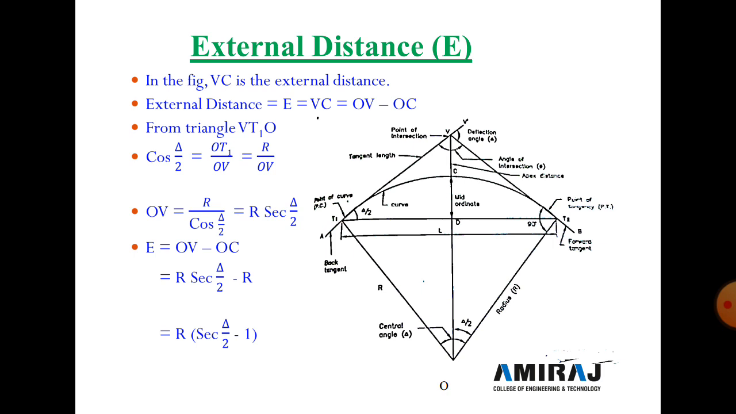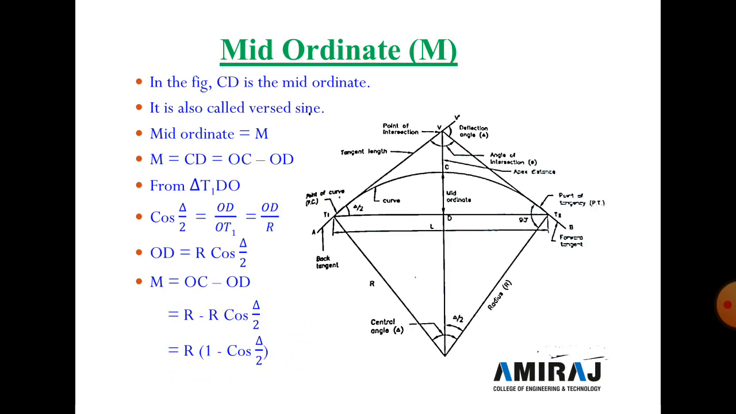Now E, the external distance VC, is equal to OV minus OC. OV we find out is R sec delta by 2, and OC is the value of R, the radius of the curvature, because this is a curve and R is the radius of the curvature. So R sec delta by 2 minus R; R is common, so R times (sec delta by 2 minus 1) is the value of the external distance E. So this is the equation for finding the value of E.